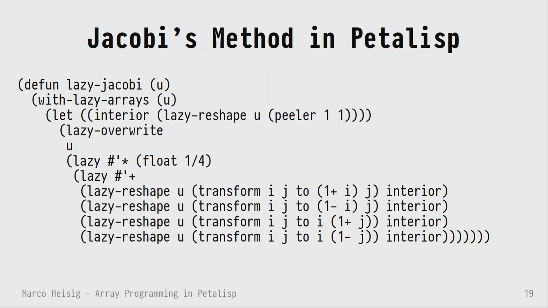And now I'm going to show you a much more beautiful program. This is a Petalisp code for doing the same, but without any side effects and so forth. So the lazy Jacobi method: the first line is a macro that makes sure that you can pass in both a Common Lisp array and a lazy array. Then you just describe the interior. Then you take U and you shift it in all 4 directions. After the shifting, over the interior you select, you add it up, and then you multiply it by 1/4 in whatever representation you have. So this is the program.